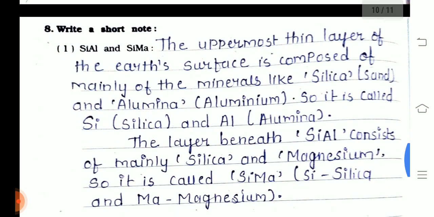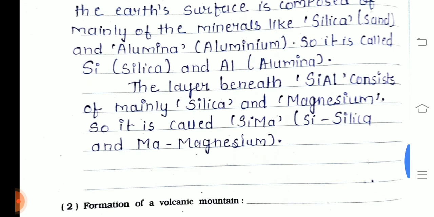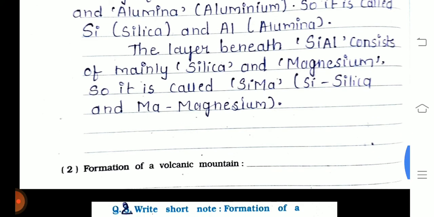Okay. Next one, 8.1, write a short note. SIAL and SIMA. The uppermost thinner layer of the Earth's surface is composed mainly of minerals like silica and alumina. So it is called SIAL, Si means silica and Al means alumina. The layer beneath SIAL consists mainly of silica and magnesium. So it is called SIMA.